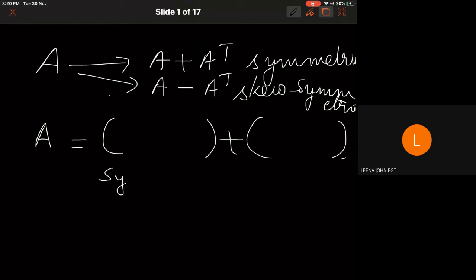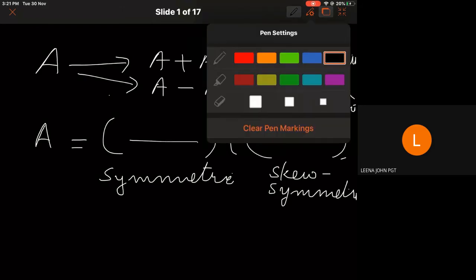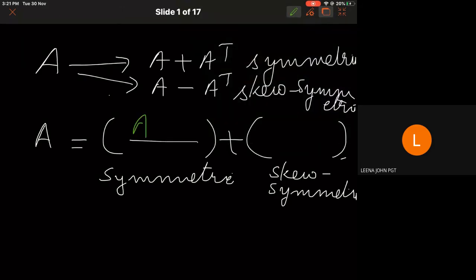The first one is the matrix which is symmetric, the second matrix is skew symmetric. The first one is A plus A transpose by 2. If a matrix is symmetric and you multiply with 1 by 2, it still remains symmetric only. Here it is A minus A transpose by 2. That is the skew symmetric matrix.